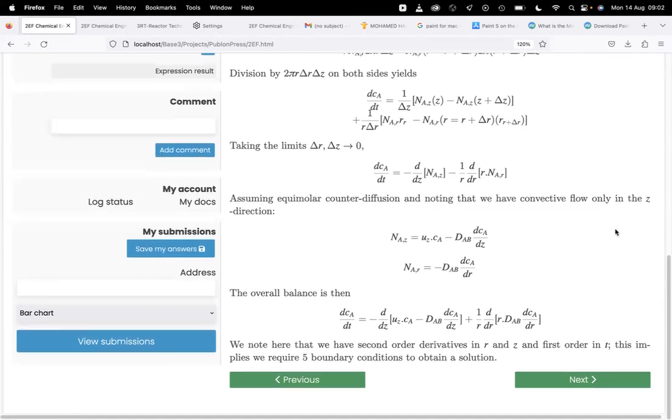Okay, and then if we just put that together, we can say the molar flux in the Z direction is due to convective flow and also due to diffusion. And then for the molar flux in the R direction, there's no convection in the R direction, so there's just diffusion. So if we stick in these NAZs and NARs, then that's the balance we get.